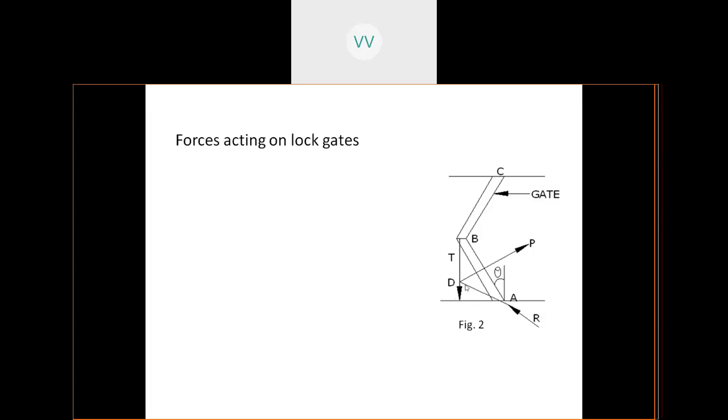So all these three forces, see this pressure on the gate, when it is prolonged back, they are all going to meet at a point. So that is why all these forces are coplanar concurrent forces. This reaction also is going to pass through the point of intersection of P and this gate reaction. So all these are going to meet at a place.